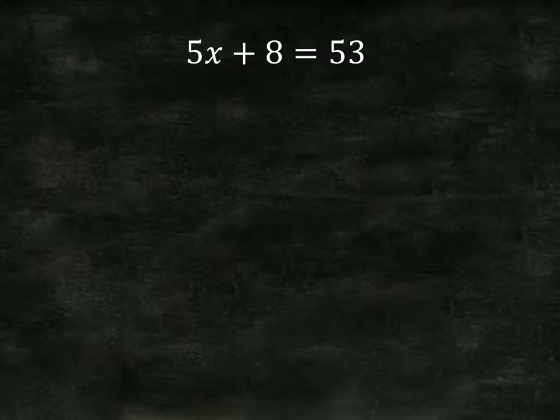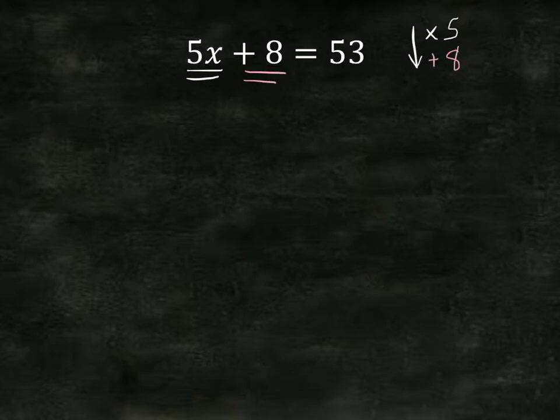The closest thing to x is usually going to be the first thing that happened to it. So the first thing we did was we multiplied by 5. And I'm going to show you what this little diagram I'm drawing is on the side. After we multiplied by 5, that gave us 5x. What did we do to it? Well, we added 8.